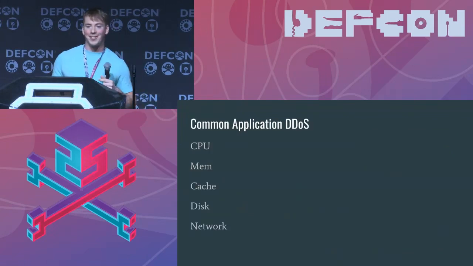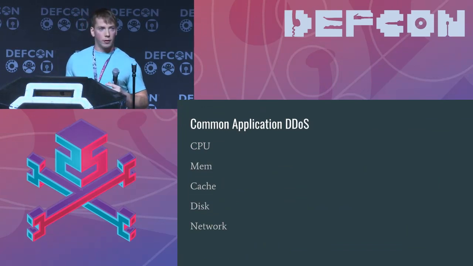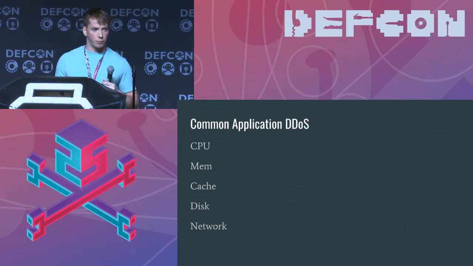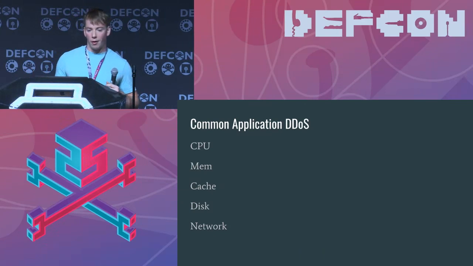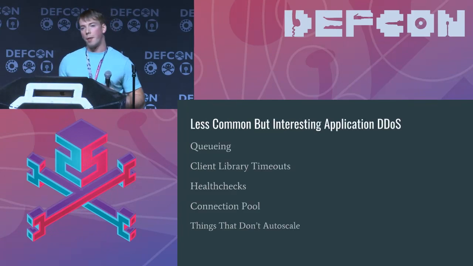Okay, now that we've got the introductions out of the way, I want to talk about some common application DDoS techniques. And application DDoS is not new or novel. We've found references to it 15 or 20 years ago. And a lot of the focus has traditionally been on regular I/O, things like CPU, mem, cache, disk, network, SQL, etc. But now that our application environments are becoming a little bit more sophisticated, there are actually more interesting attack vectors that we should be exploring.